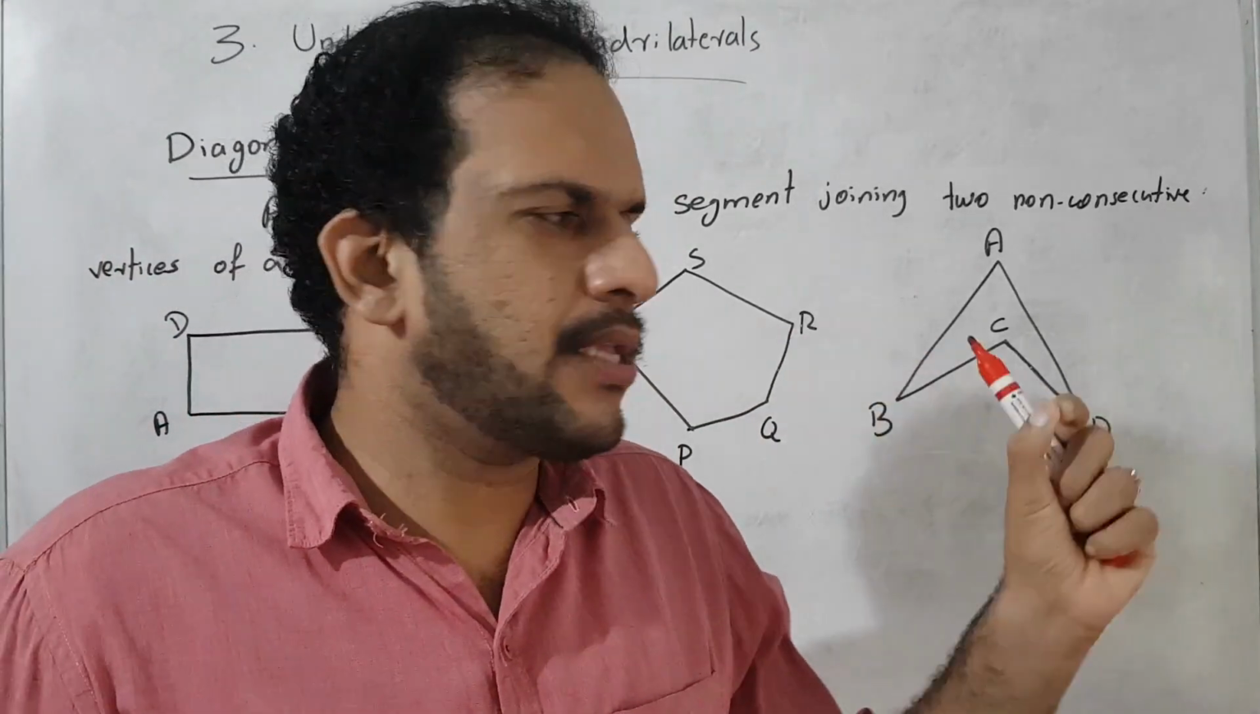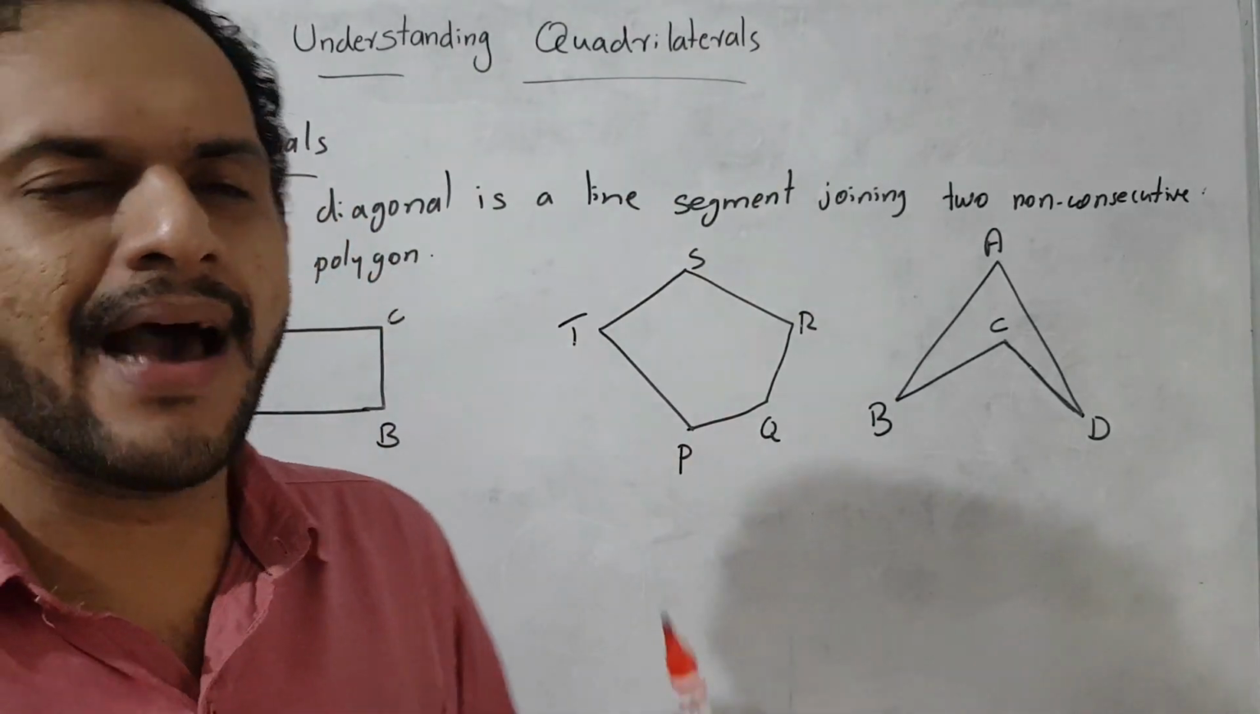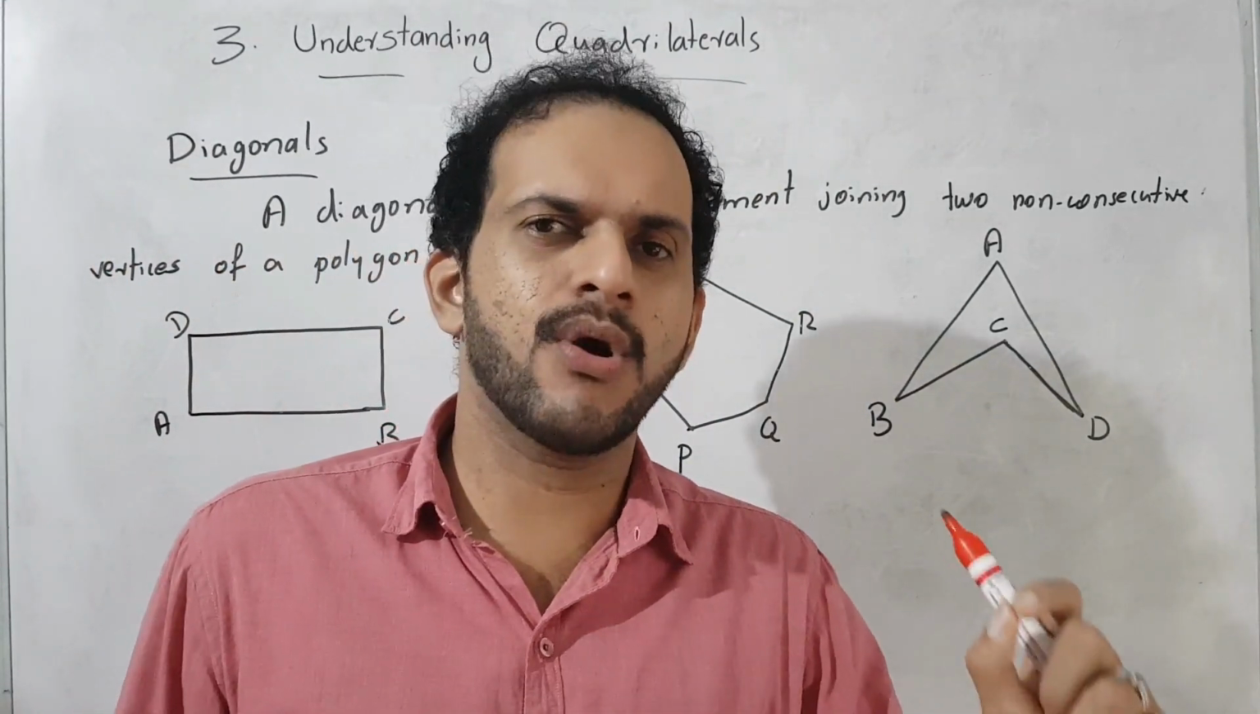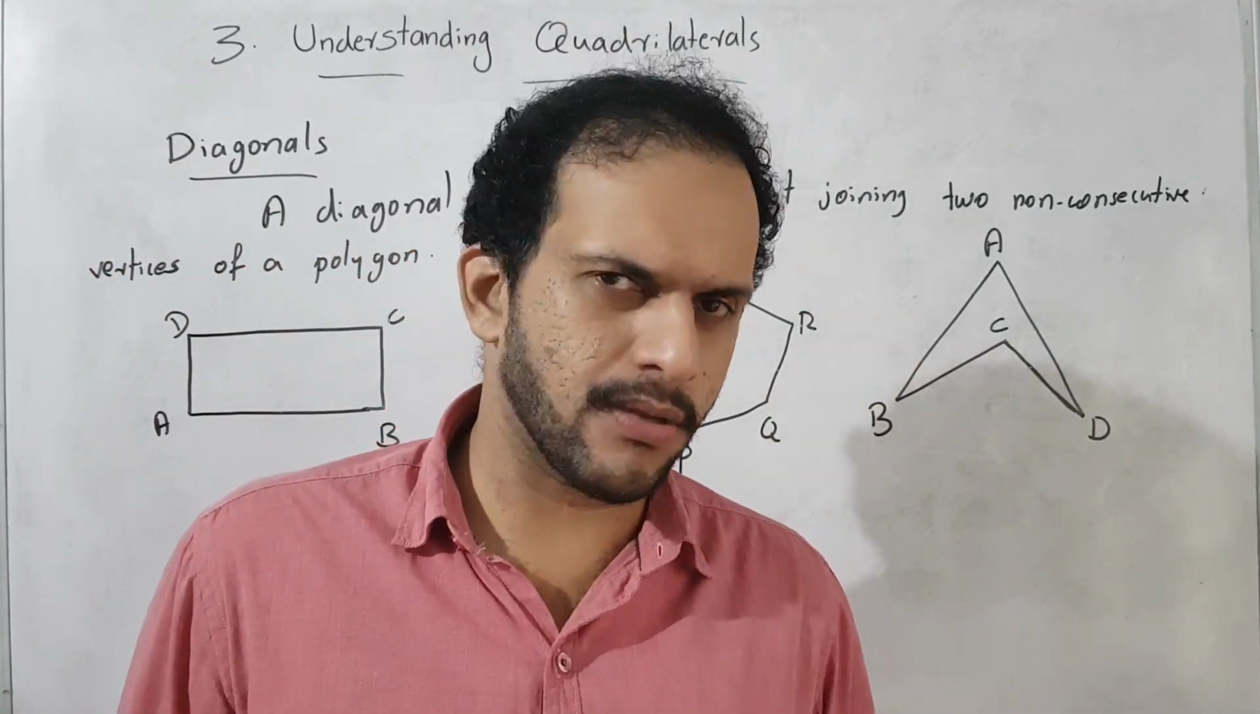But what is diagonal? Diagonal is a line segment joining non-consecutive vertices.